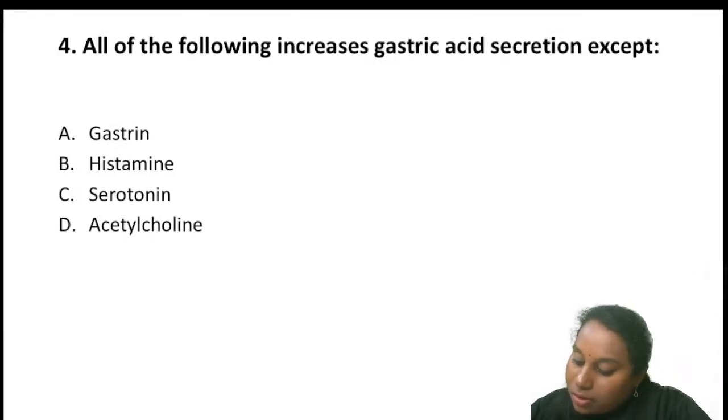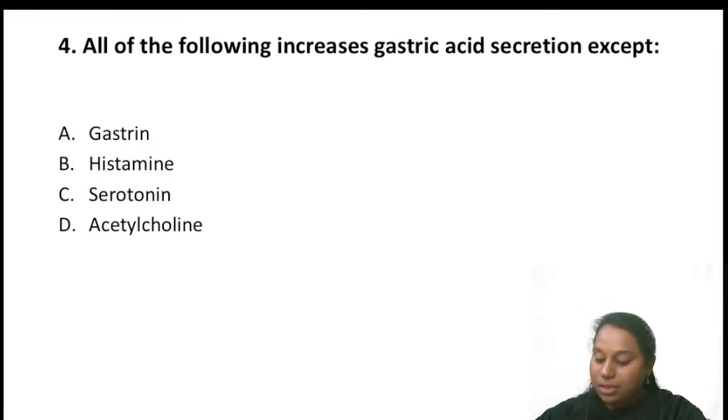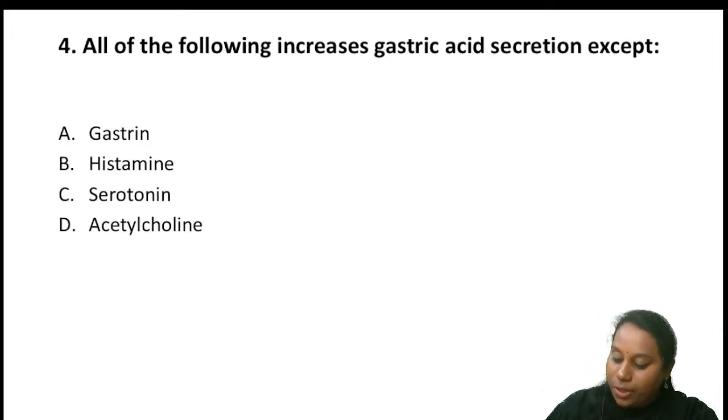Okay, all of the following increases gastric acid secretion except. So the answer is C, serotonin.